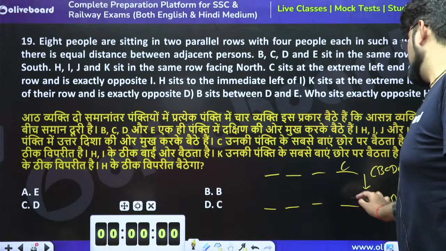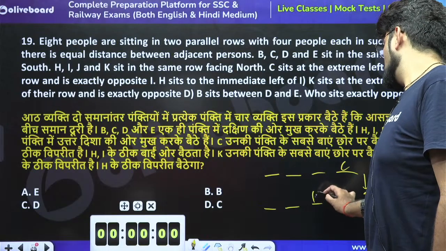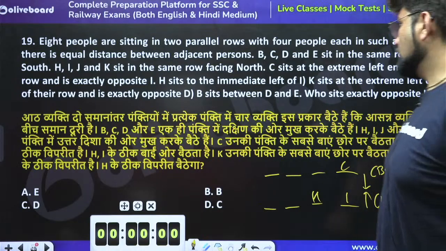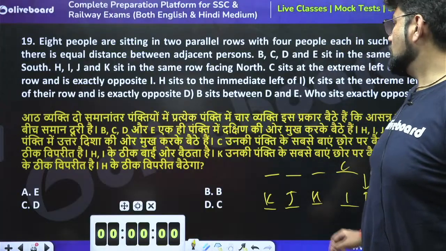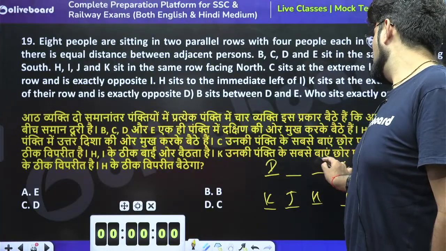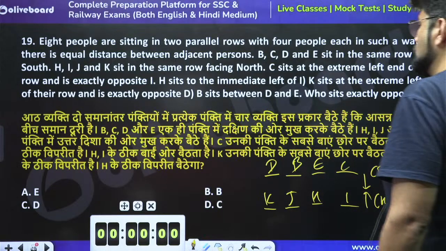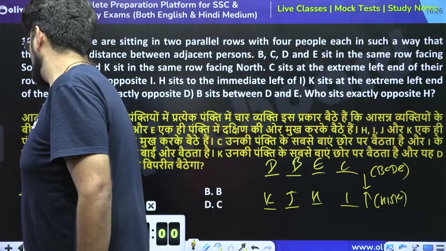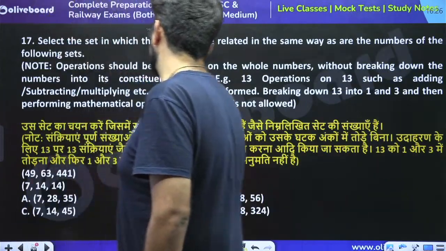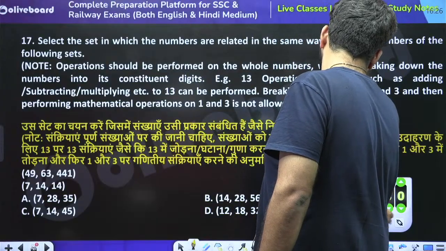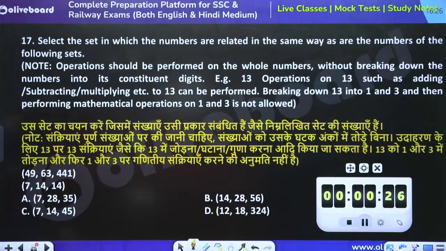Exactly opposite I. H sits to immediate left of I. K sits at the extreme left end of their row and is exactly opposite D. B sits between D and E. Simple. Who sits exactly opposite H? E. Option A is the right answer. Easy question. Correct. Good.